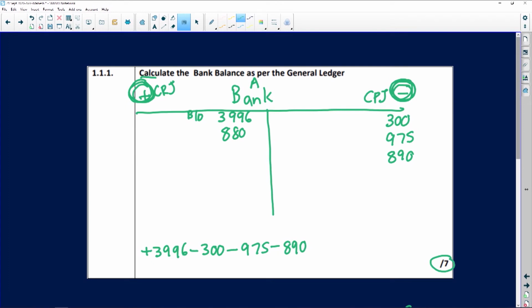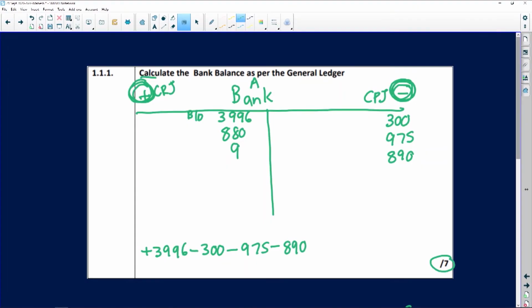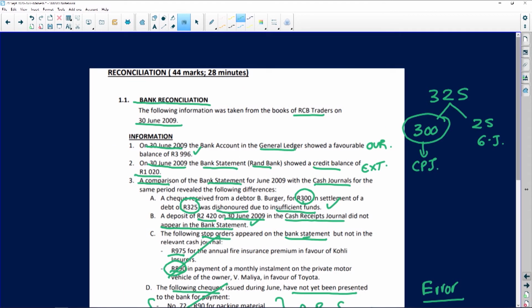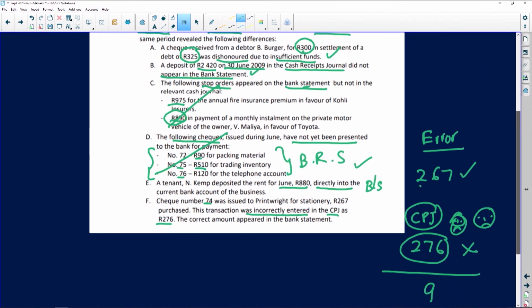You will make an entry in the CRJ where you will now add the 9 Rand, the error that you made. Why are we correcting our records? Because we made the error. Remember, if the bank made an error, we would phone the bank, we would inform them that they made an error, and then we would note it in the bank reconciliation statement. But because we made the error, we've got to now enter the 9 Rand in our records. Right, and that should be it as far as the information is concerned. I just want to quickly double check that I'm not leaving out any.